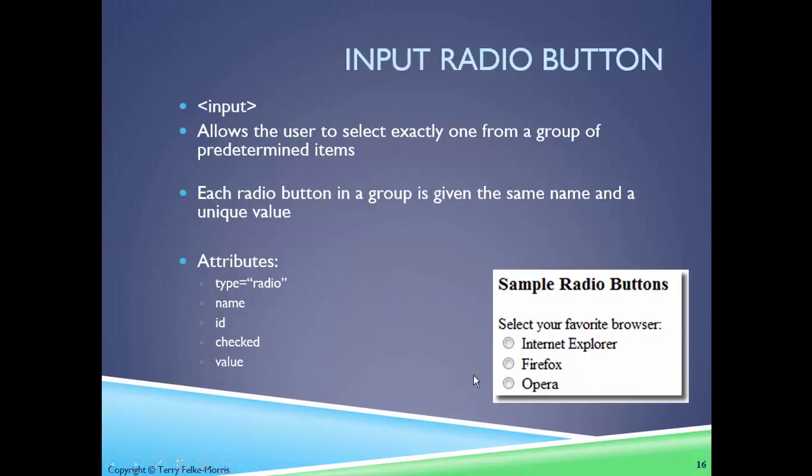Radio buttons, they're named after the old radio buttons on the old AM car radios. In other words, only one of these can be selected. These are what are known as mutually exclusive choices, so you can only choose one here.